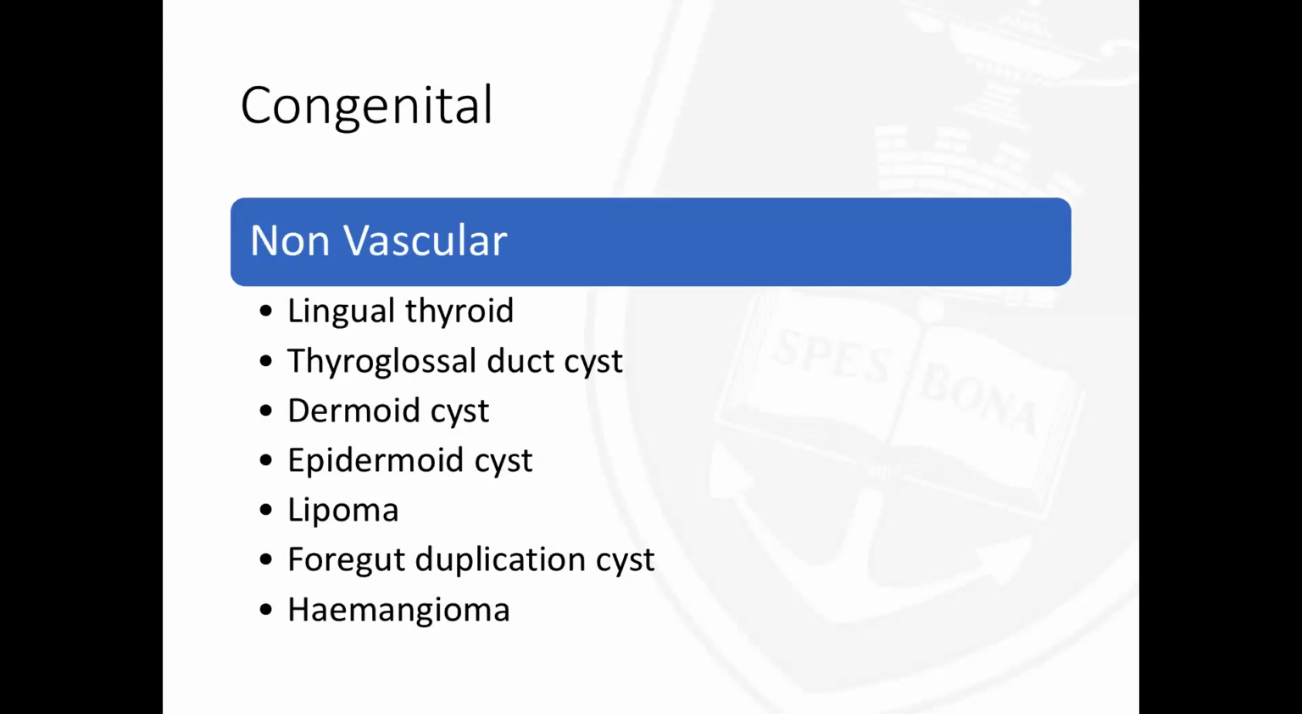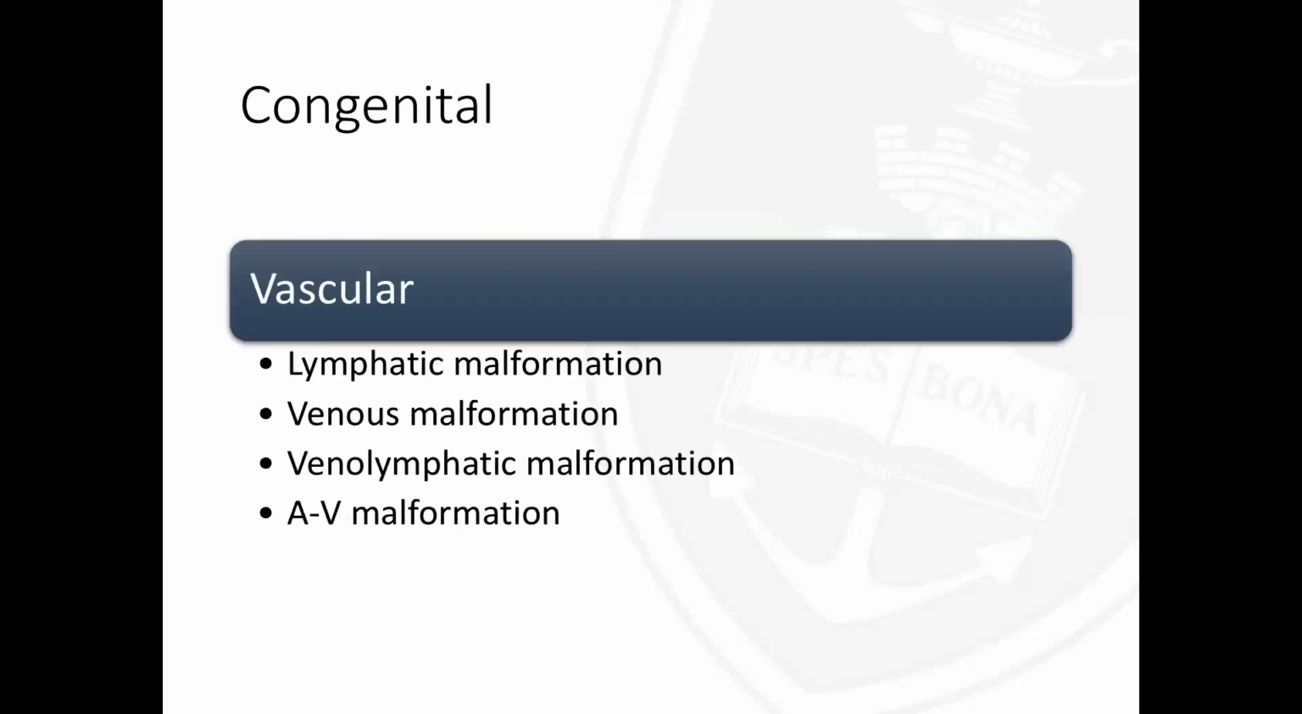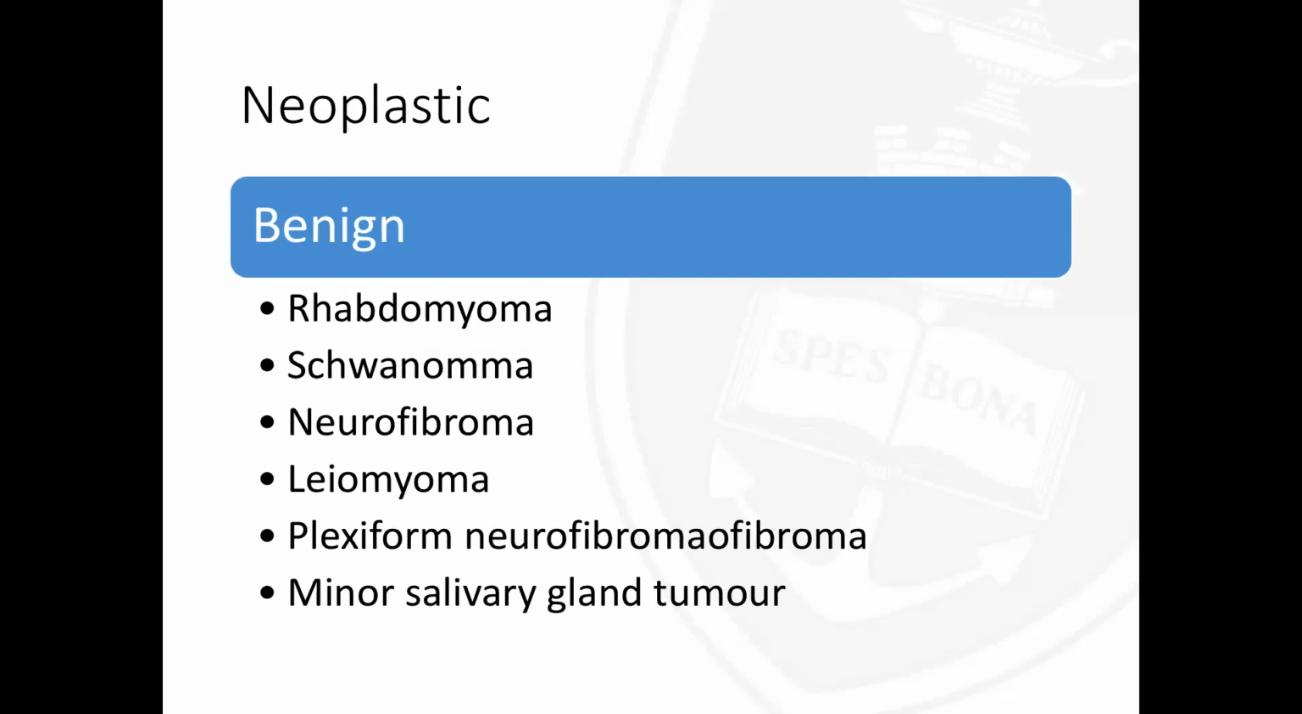In terms of congenital lesions, we can differentiate them further into non-vascular lesions, where our differentials would include a lingual thyroid, a thyroglossal duct cyst, a dermoid cyst, epidermoid cyst, lipoma. In some of the literature, it mentions a foregut duplication cyst or even a hemangioma. And in terms of vascular lesions, one should always be aware of lymphatic malformations, venous malformations, venolymphatic malformations, and AV malformations.